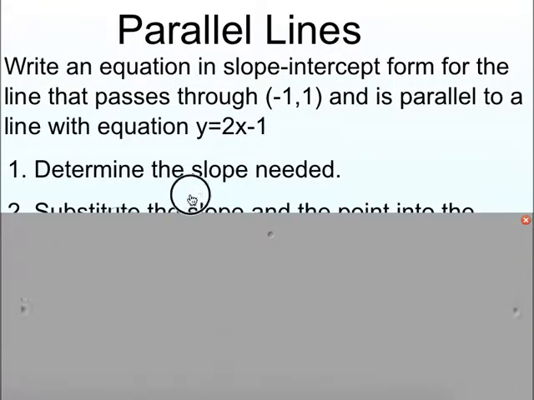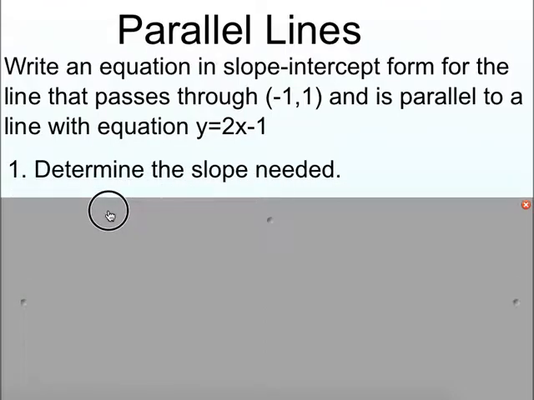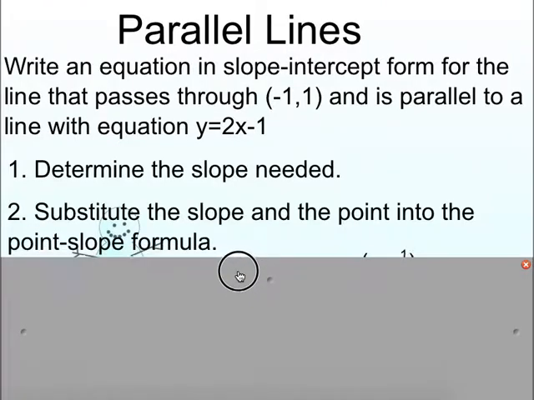Okay, how about if we want a line that passes through negative 1, 1, and is parallel to the equation y equals 2x plus 1. Well, the first thing we need to know is what is the slope that we need in order for it to be parallel? Well, if it's parallel to this line, then it needs the same slope, so we need a slope of 2. And then we're going to substitute that into the point-slope formula.